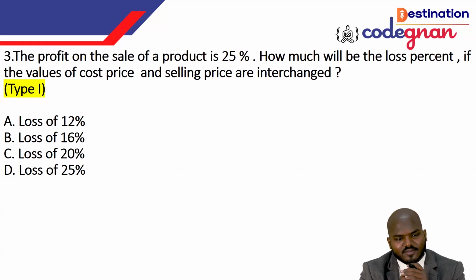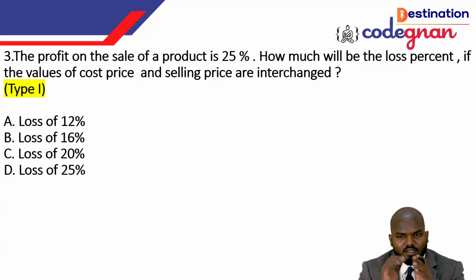Okay, what is this question? What is it defining in the last portion? I can't understand it. The profit on sale of a product is 25%, I understand this one. That's clear. And then how much will be the loss percentage? You are getting the profit only, so why are you discussing the loss percentage here, if the value of the cost price and the selling price are interchanged? Now guys, if you read it twice, you can understand what the question is trying to convey to you.